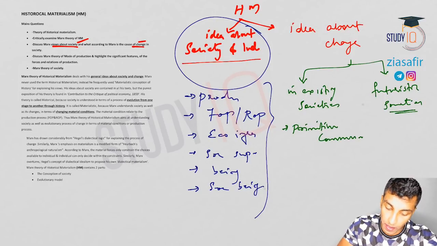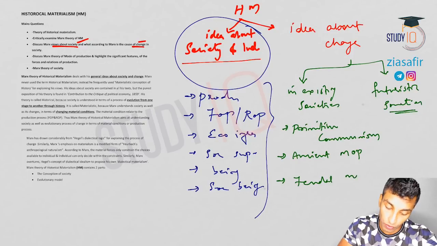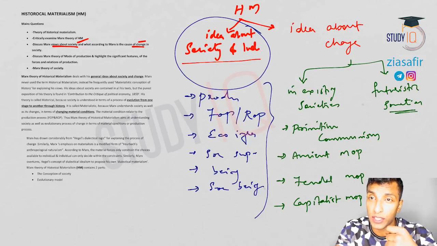Primitive communism. Second stage, ancient mode of production. Third stage, feudal mode of production. Fourth stage, capitalist mode of production. Okay, so these are the four stages in which he understood history.